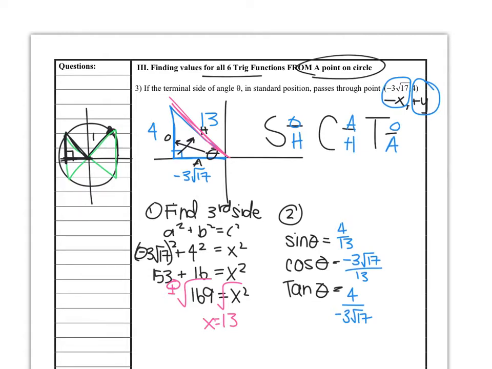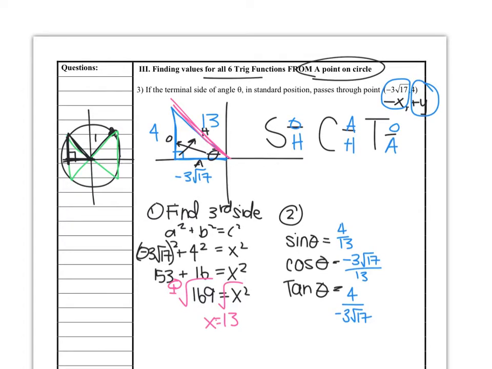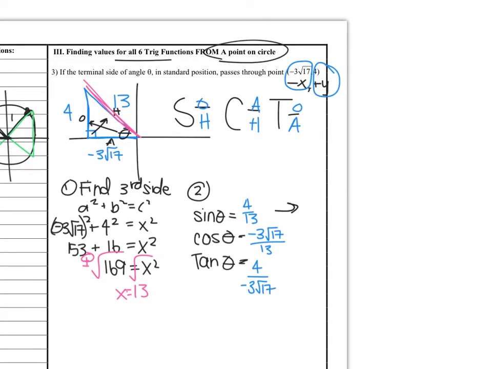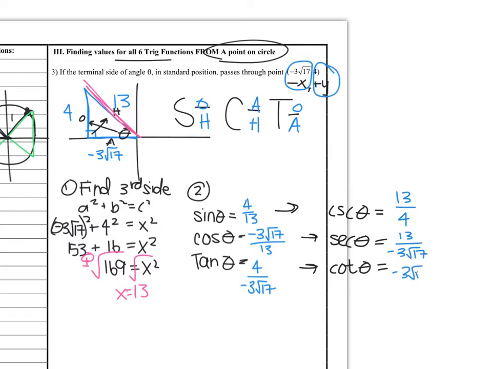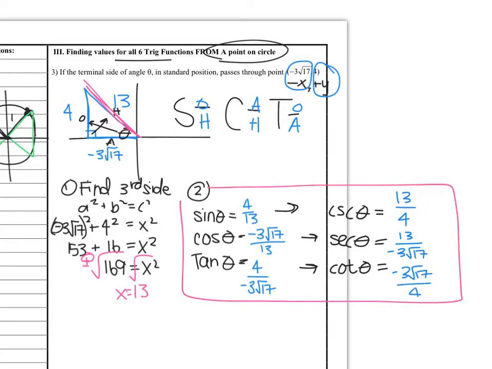And then we're going to flip them so that we can make our reciprocal trig functions. So now we've got sine matching with cosecant, cosine matching with secant, tangent matching with cotangent. And again, all you do is literally flip the fraction upside down. And you're done.